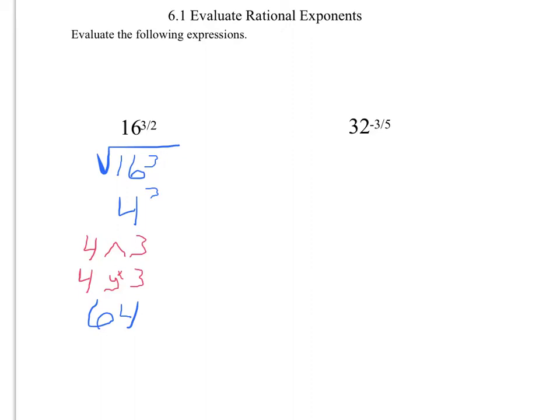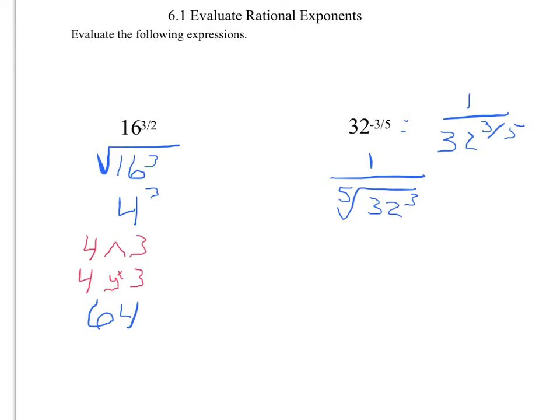On this next example, 32 to the negative 3/5 power, we need to make sure that we remember what exactly a negative exponent does. A negative exponent will automatically flop this to the bottom. So this will actually be 1 over 32 to the positive 3/5 power. Now once again, the top number stays as the exponent, the bottom number will be the root. So what this winds up being is 1 over the 5th root of 32 to the 3rd.